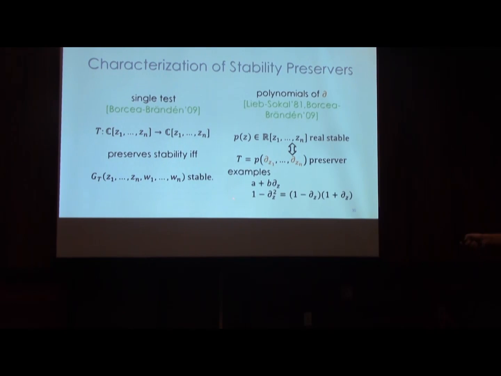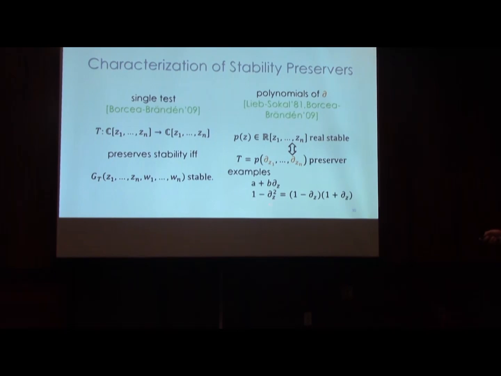So, for example, if you are doing this operator, which takes a polynomial and multiplies it by a and adds b times its partial derivative, this would always give you a real stable polynomial if what you started with was real stable. That's because a plus bz is a real stable polynomial.